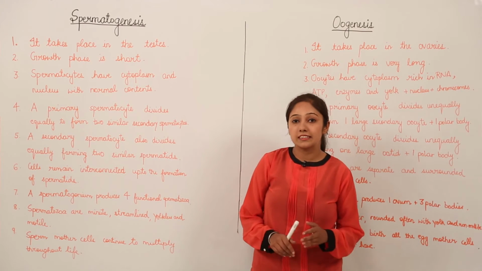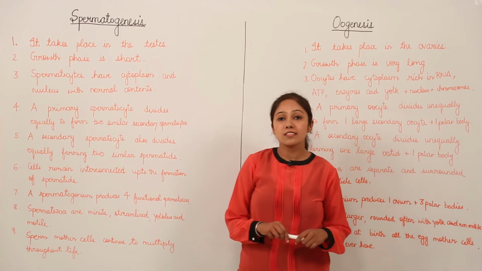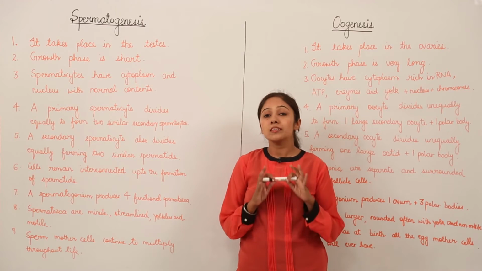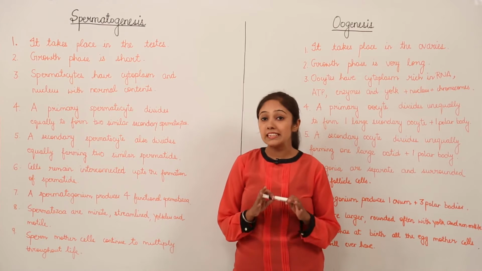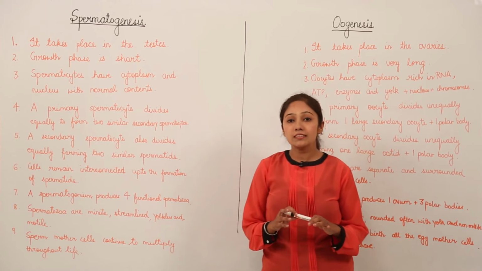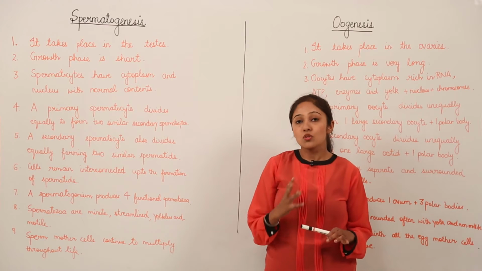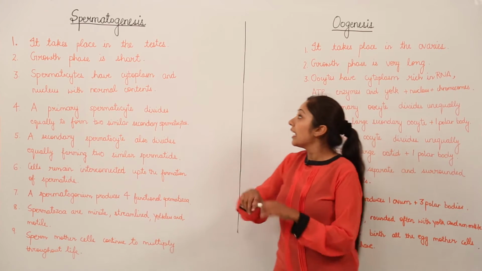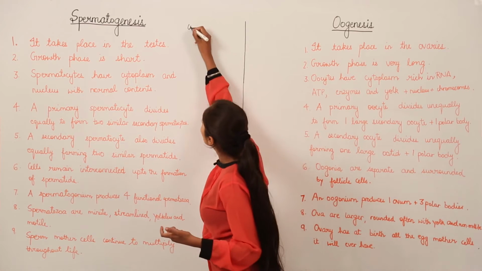As we have discussed the processes of spermatogenesis and oogenesis in great detail, let us now evaluate the major points of difference between these two processes. Before I begin, remember that spermatogenesis is a continuous process. So a human male is going to produce sperms throughout his life. It is a continuous process.